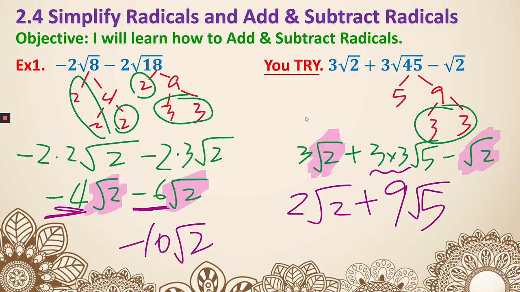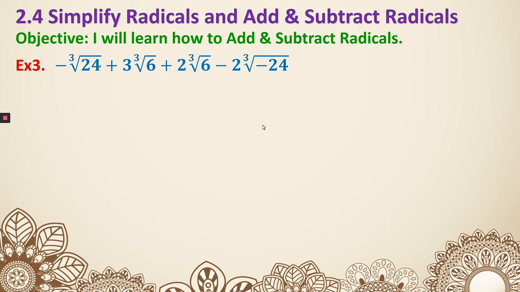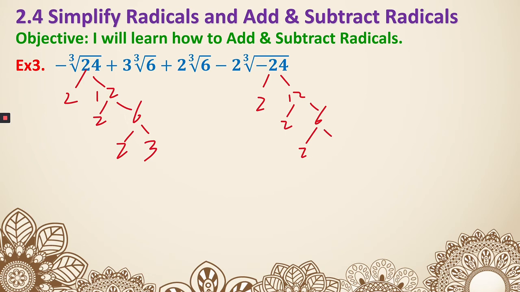Now let's look at a more complicated example. I have 4 different terms. I'm going to simplify each one of them. First, start with a 24. So 2, then I have 12, 2, I have 6, 2, I have 3. The last 24, same thing. It's going to be 2, 12, 2, 6, 2, and 3. The only thing to be careful with is that negative sign.